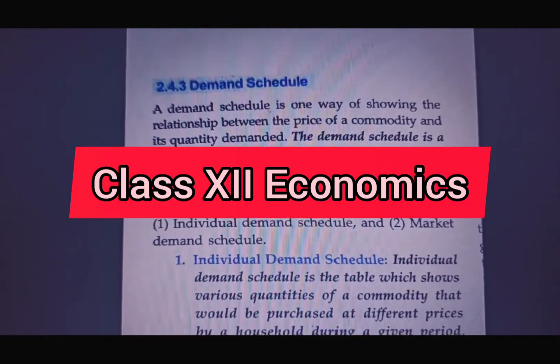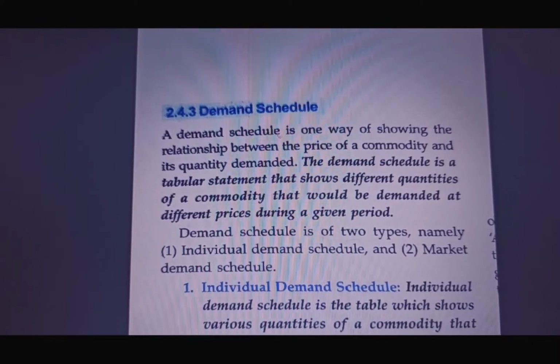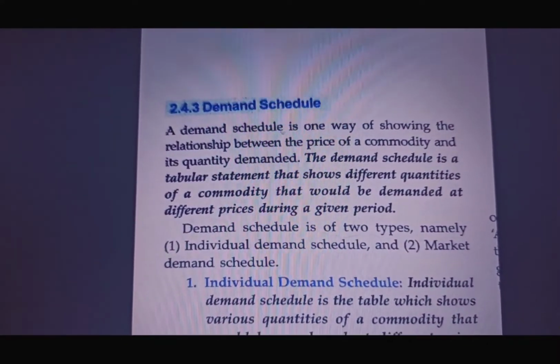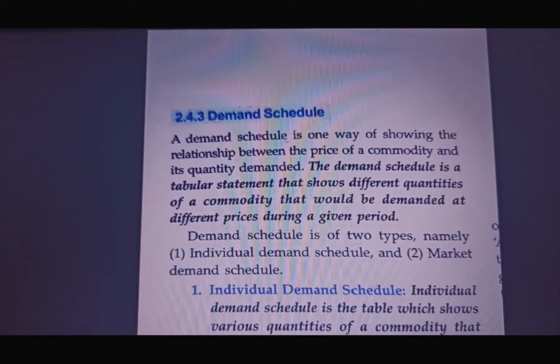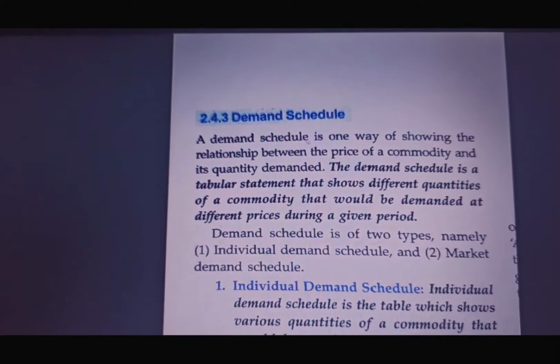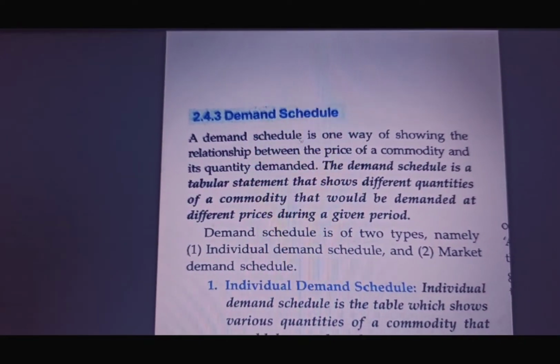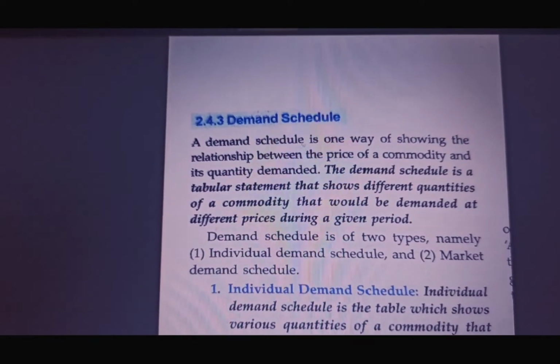Good morning, students. Welcome again to class 12th Economics. Students, today we are going to discuss demand schedule. Under this topic, we will discuss individual demand schedule, market demand schedule, and individual demand graph and market demand graph.